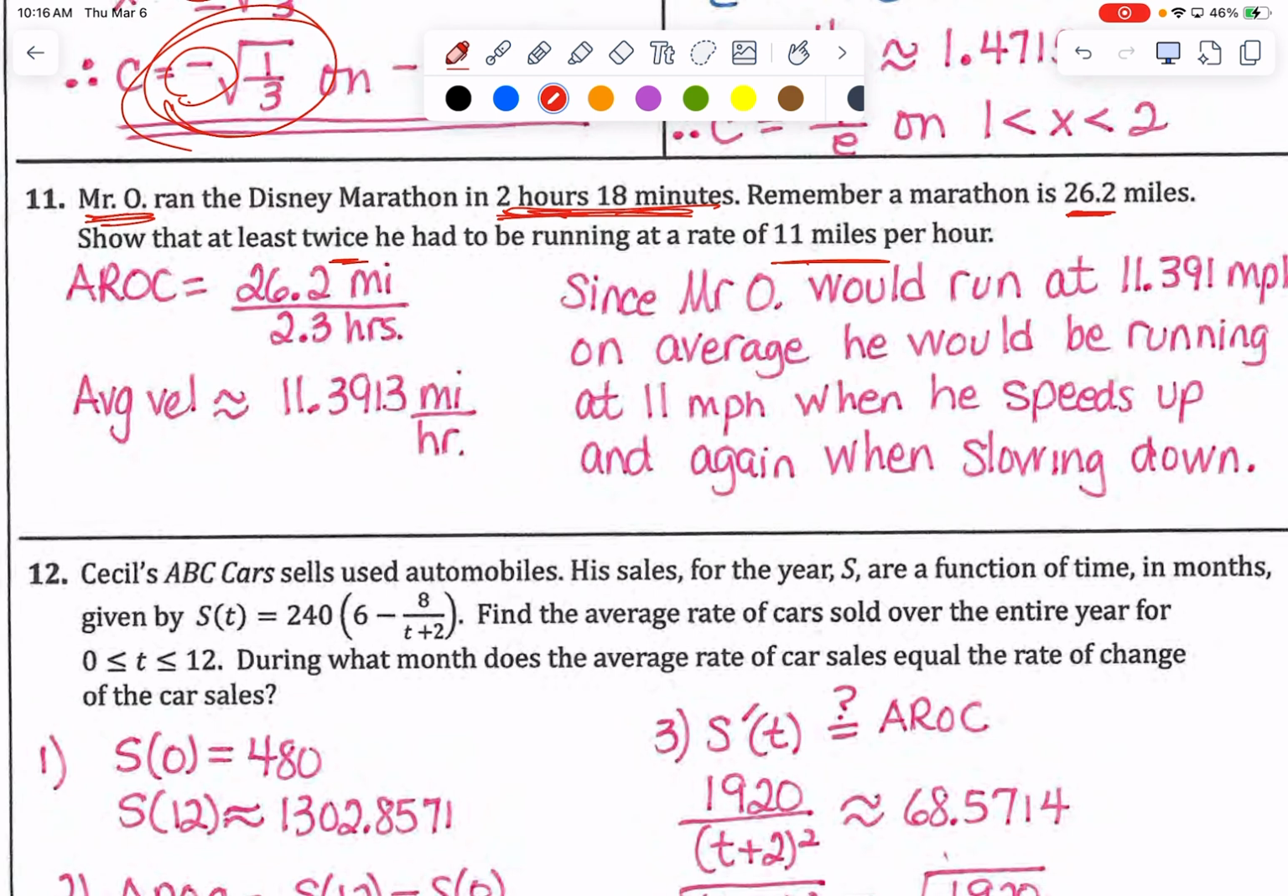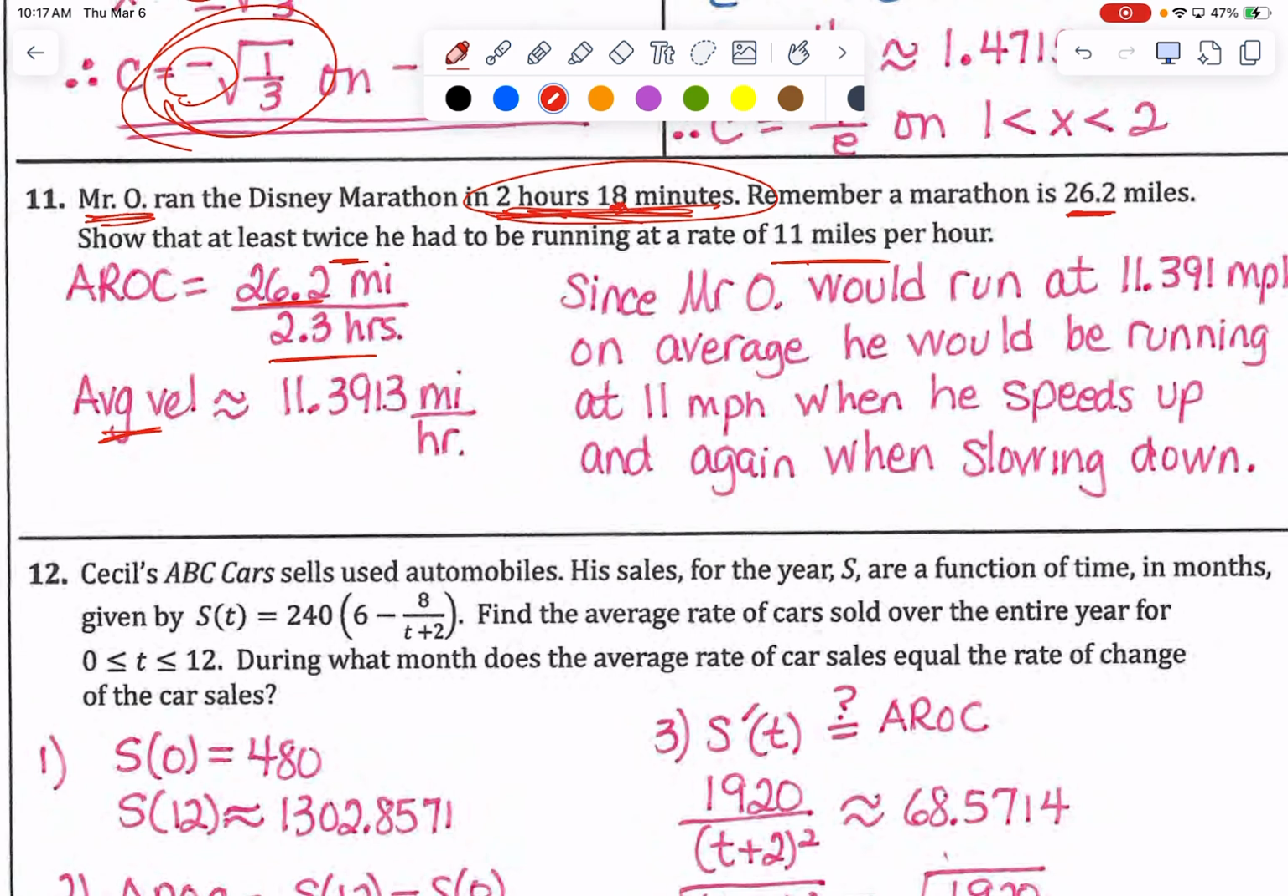MVT. Well, what you want to do is show that he had to be running at a rate of 11 miles per hour. So first of all, you figured out what his average velocity was. If he does 26.2 miles in 2.3 hours, and you got the 2.3 hours by converting 18 minutes to what? You had to convert 18 minutes to what?